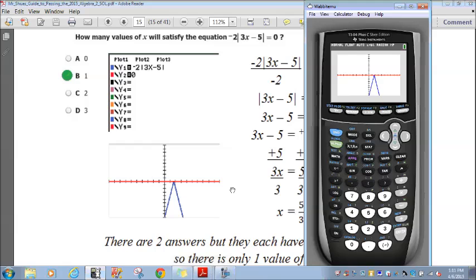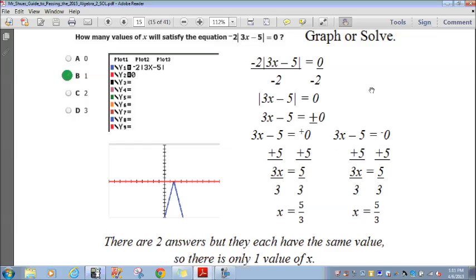Now, what if we solve it by hand? Let's see what happens here. So if I take the equation negative 2 times the absolute value of 3x minus 5 equals 0, I divide by negative 2 on both sides, I'm going to have the absolute value of 3x minus 5 equals 0. And remember, with absolute value, you're going to split it into 2 separate equations and solve for each. So that basically means 3x minus 5 equals positive or negative 0.